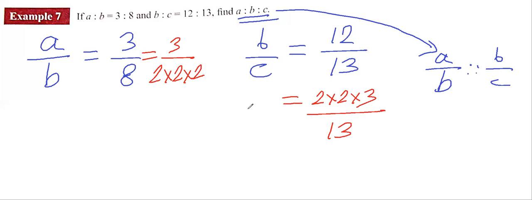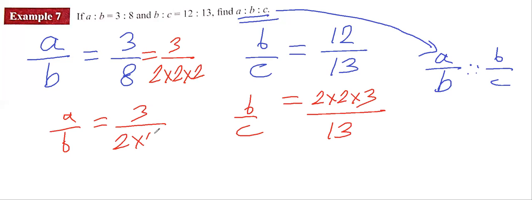Now let me write again here, b by c is this, and a by b is 3 upon 2 into 2 into 2. Now this is 8 and this is 12. They are not matching, so we have to match them. How many 2's are there here? Three 2's are there. Here how many 2's are there? Only two 2's. So one 2 is missing. So I am going to multiply by 2, and multiply by 2. Now here how many 3's are there? Only one 3. Here how many 3's are there? 3 is not there, it is missing. So I am going to multiply by 3 and multiply by 3.